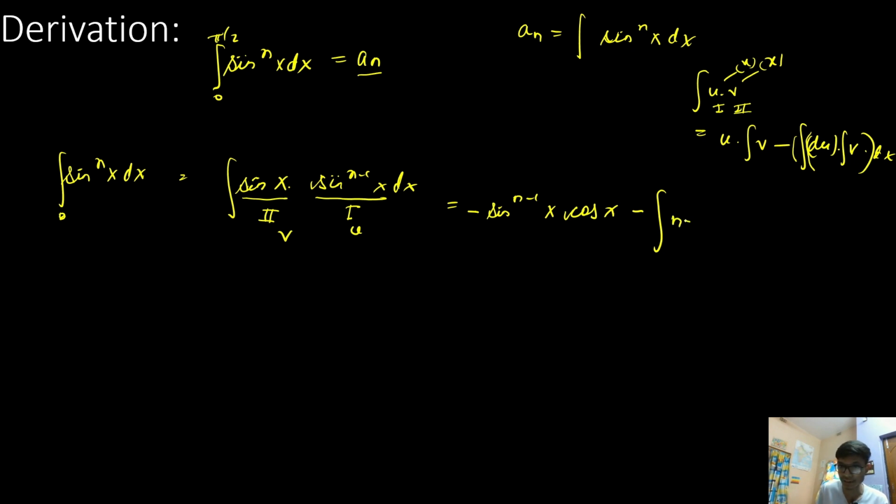कैसे होगा first function का differentiation, that is n minus 1 into sin की power n minus 2 x into cos x, and if I integrate the second function again, there will be minus of cos x, and this will make up sin cos square x, and there will be minus, which becomes plus, and there will be dx over here.